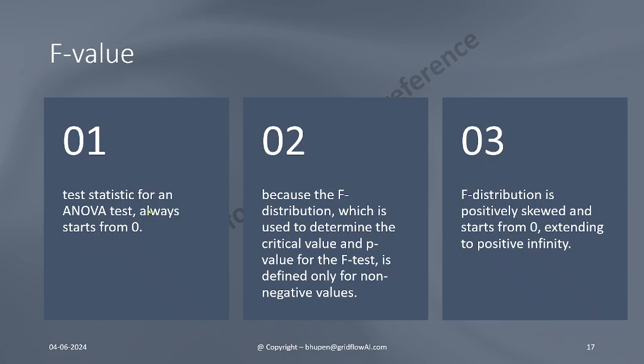The test statistic for ANOVA is always going to start from zero because of the measurement that we are using, which is variance. And the F distribution is the distribution that we use here, and this is used to compute the critical value and also the p-value for the final conclusion. And this is not going to be negative. This is only for non-negative values. So the F distribution is positively skewed and starts from zero, extending to positive infinity.